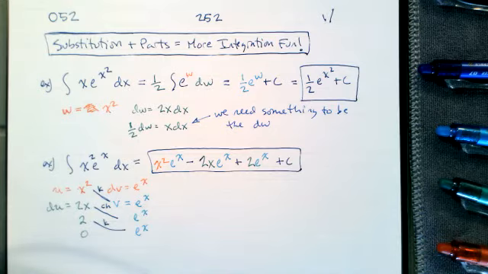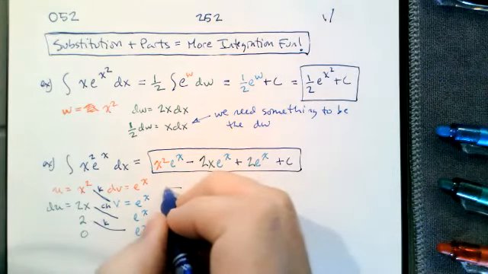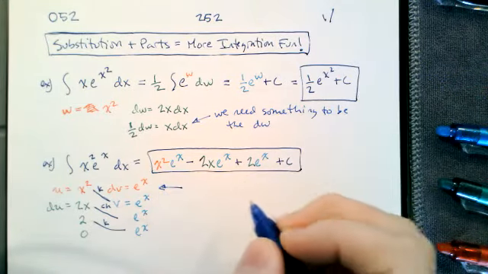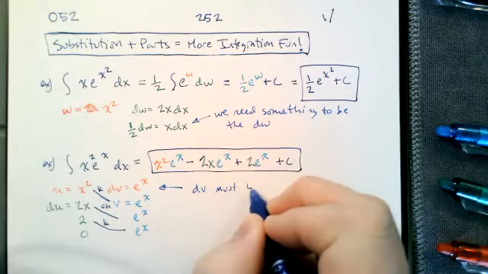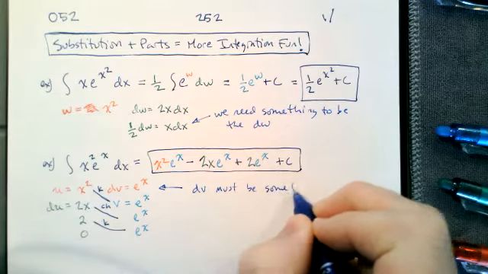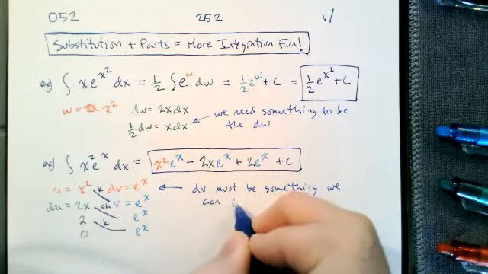So in substitution, the main thing that we need to remember when we do integration by substitution is that something needs to be the dw. In parts, dv needs to be something we can integrate. So those are the 2 big things that we want to keep in mind when we're doing either of these techniques. dv must be something we can integrate.